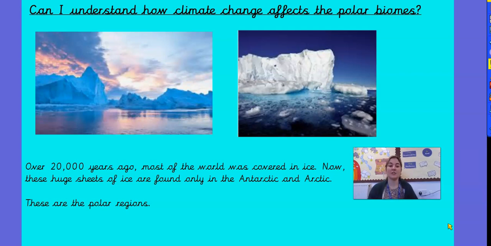Now, climate change is making the world a little bit warmer each year. This is a problem because as the world gets a little bit warmer, it means that the ice in these places is starting to melt quite gradually, and this is having an effect on the world as a whole. So even though they're at the North Pole and the South Pole, it is affecting the world all over.